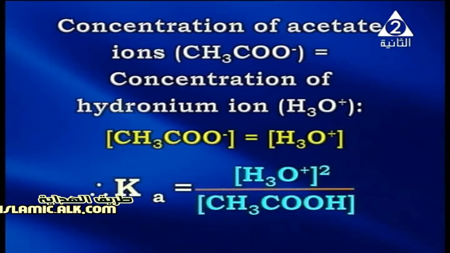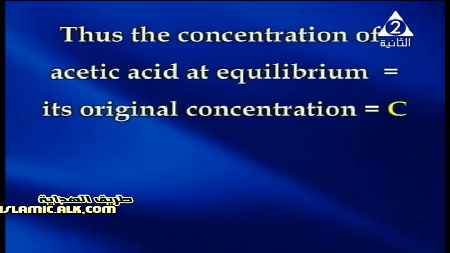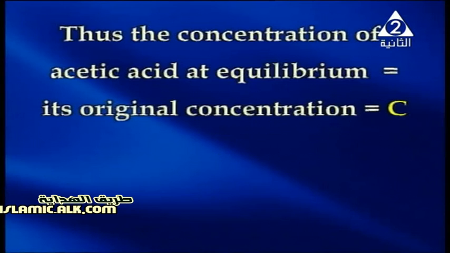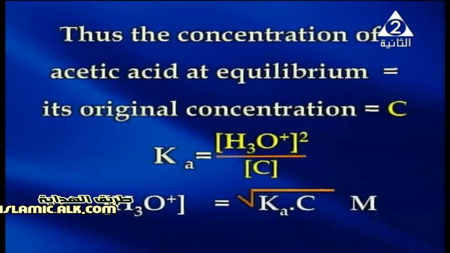So we can write the equilibrium constant Ka as the concentration of hydronium ion to the power 2, as they are equal, the concentration of acetate ion and hydronium ion, over the concentration of acetic acid. The acetic acid here is a weak acid, so the number of moles of dissociated acid is very small, so it can be neglected. So we can say the concentration of acetic acid at equilibrium equals its original concentration C. So Ka equals hydronium ion to the power 2 over the concentration of the acid C. So hydronium ion equals the square root of Ka times C.